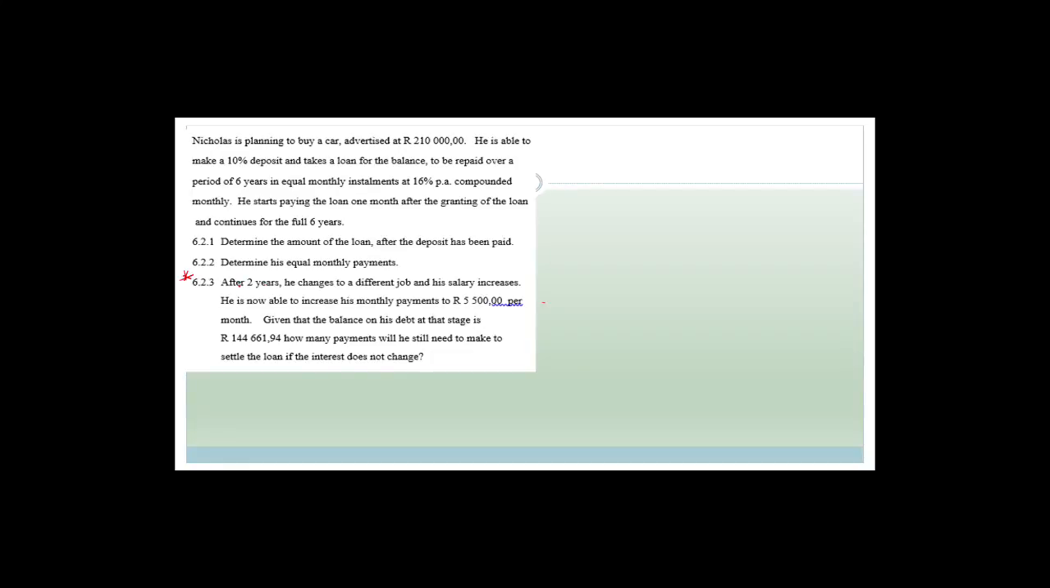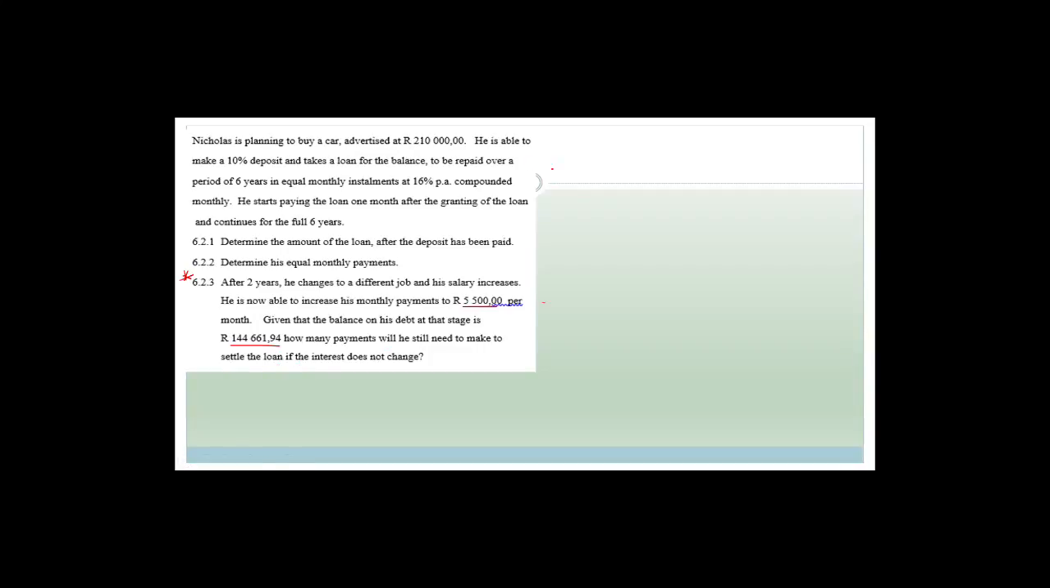Nicholas, after 2 years, changes to a different job and his salary increases. He's now able to increase his monthly payments to 5,500 per month. Given that the balance of his debt at this stage is 144,661 rand and 94 cents, how many payments will he still need to make to settle the loan?